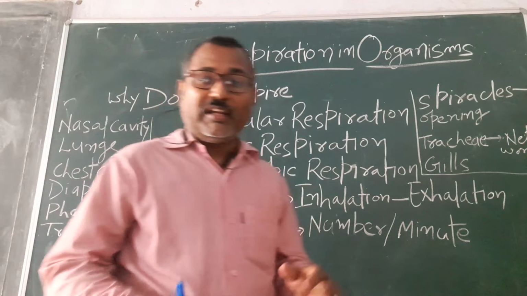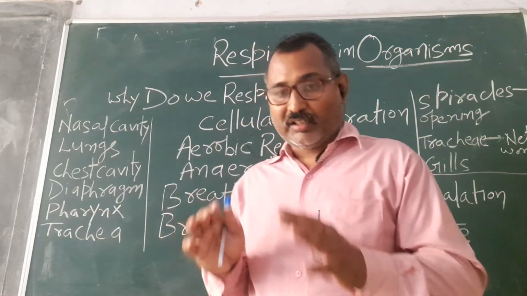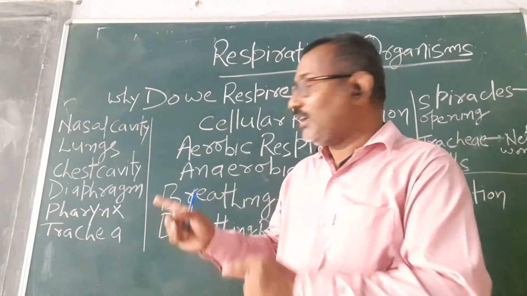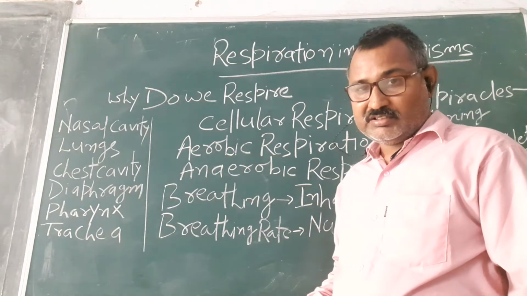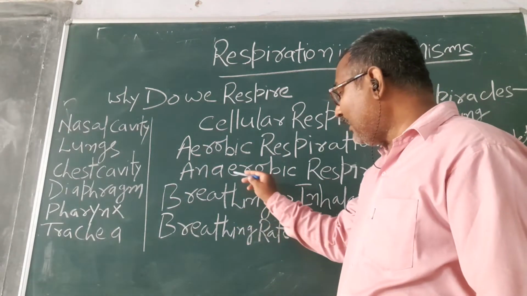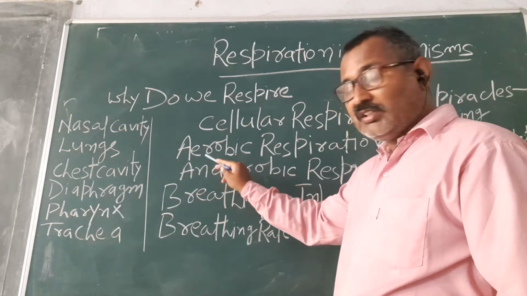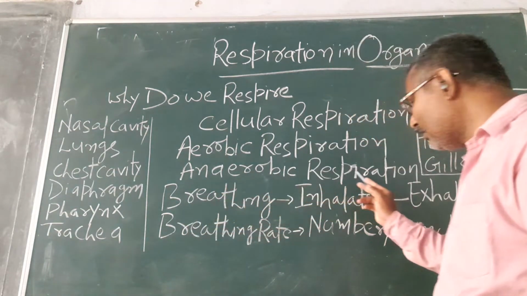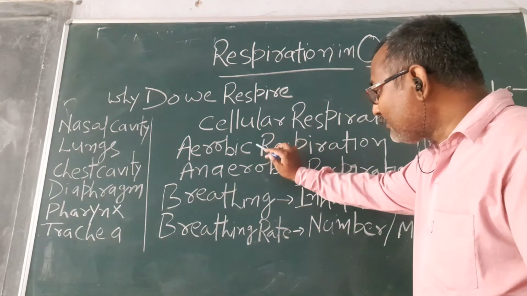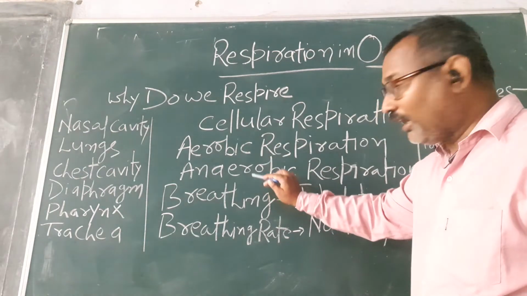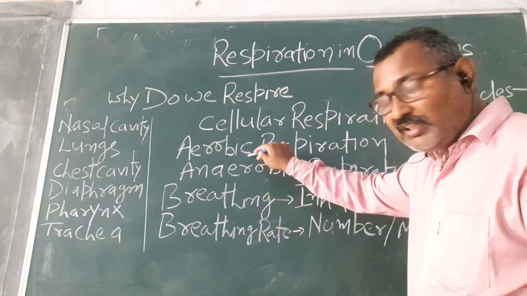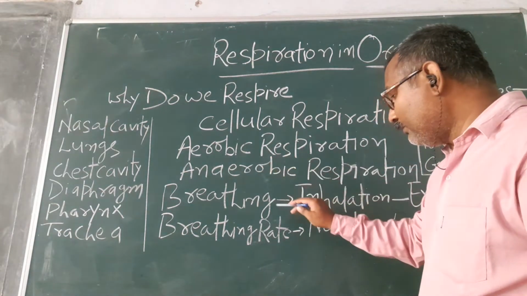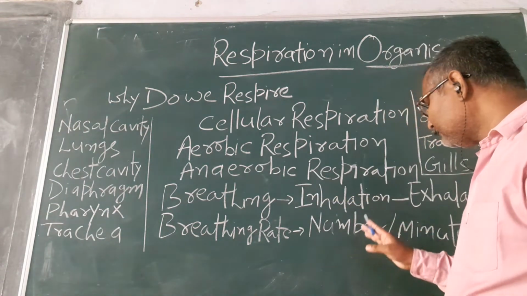Aerobic. If the energy is released due to oxygen, it's called aerobic respiration. But sometimes, in the absence of oxygen, energy is also released. It's called anaerobic respiration. It is clear? Just the opposite. Aerobic requires oxygen, and anaerobic does not require oxygen. Right? Breathing rate is clear? Okay?